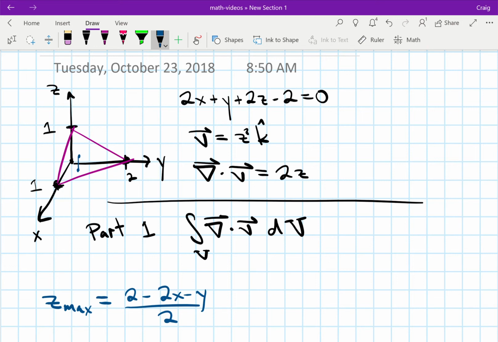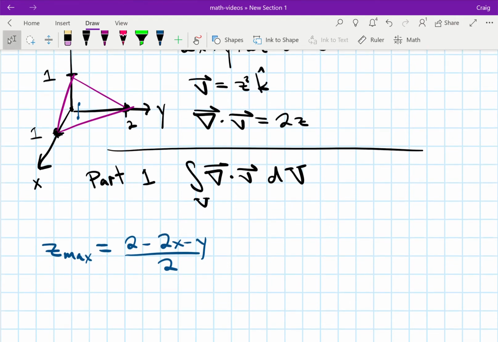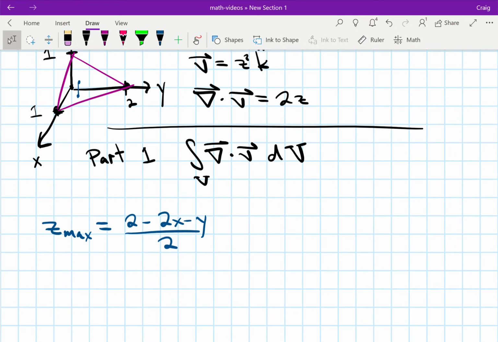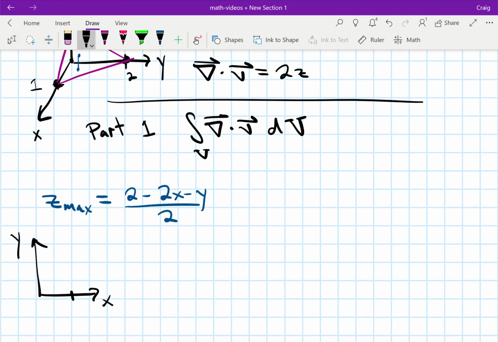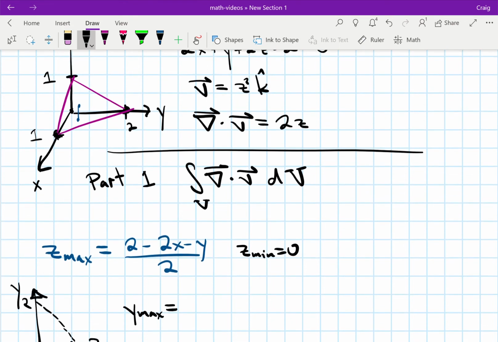over 2. Okay, and then I have to look in the xy plane to see what my limits on y will be as a function of x. So if I project into the xy plane, this is x and this is y, x equals 1, y equals 2. So this is the region of integration in the xy plane. I should also say z min is equal to 0, because if I look on the z-axis, the lower limit is always z equals 0, this plane on the bottom. That's my lower limit on z.